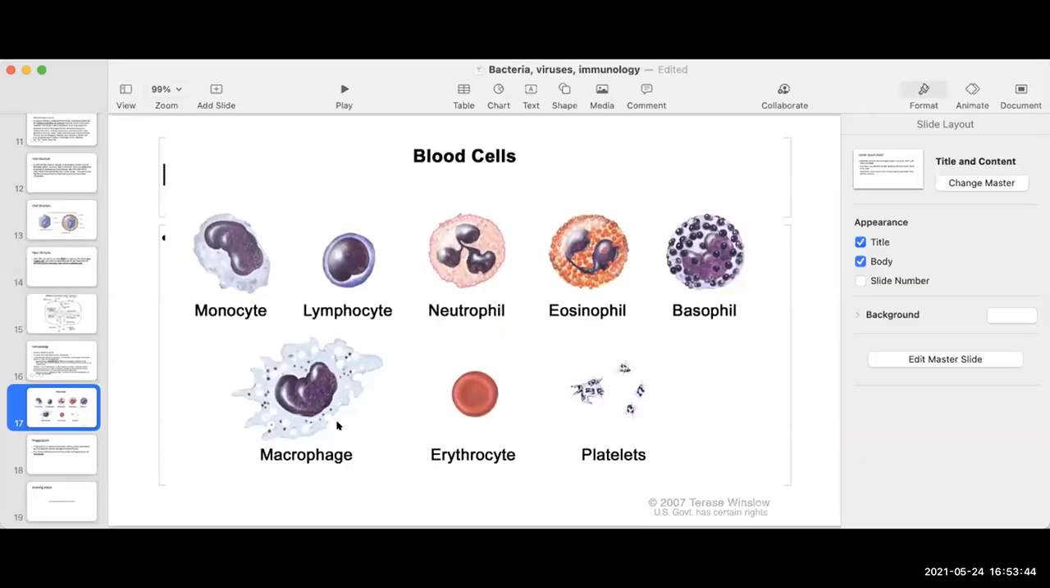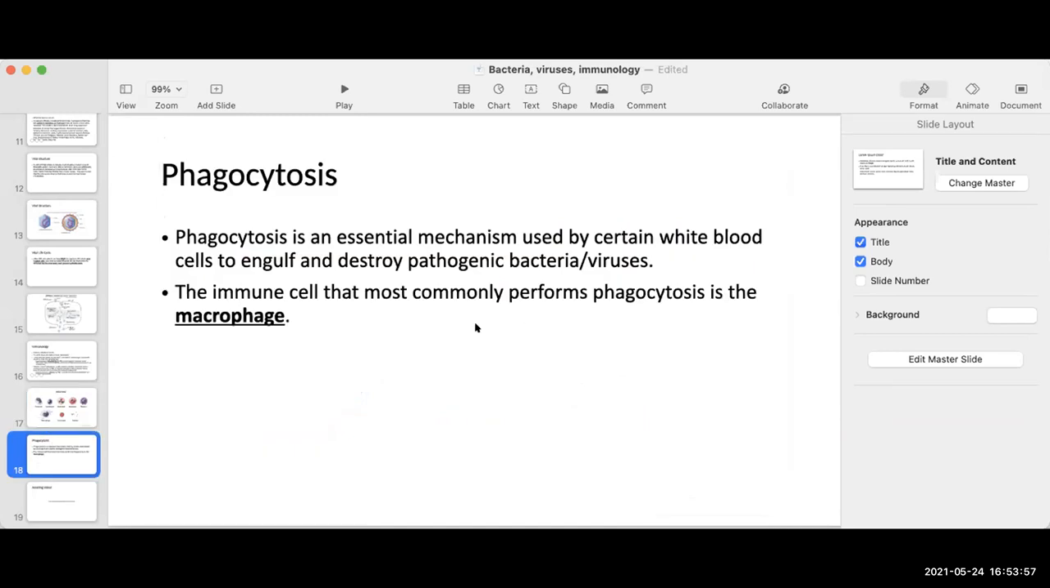So let's see. So last thing I want to say before we end here is what phagocytosis is. It's just the main mechanism for how certain innate white blood cells destroy pathogens. And so essentially what phagocytosis is, the white blood cell, like the macrophage. By the way, you might want to know that for the exam. If I ask, what's the white blood cell that most commonly performs phagocytosis?